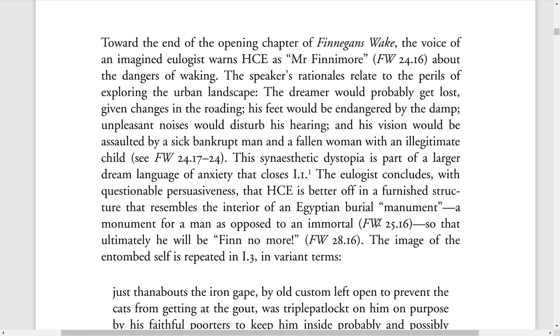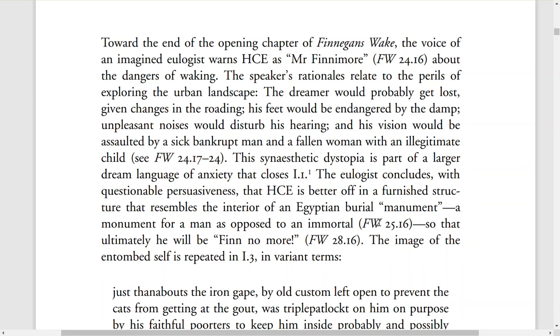Towards the end of the opening chapter of Finnegans Wake, the voice of an imagined eulogist warns HCE, as Mr. Finnemore, about the dangers of waking. That's the observation again. We always need an observation. The observation is not generalizing about the text. It's not saying that this is the best text ever. It's not saying that the author wrote this text in that century. It's not saying how the history of humanity has worked. No, it's about foregrounding and highlighting specific aspects in the text, creating an observation.